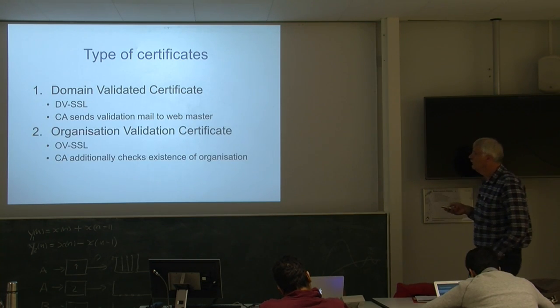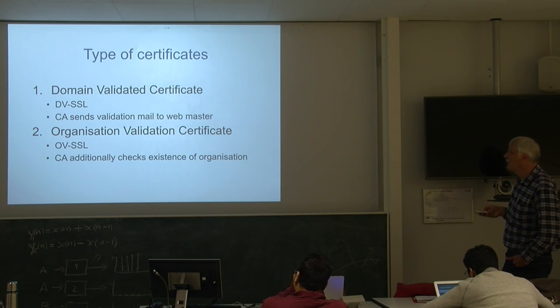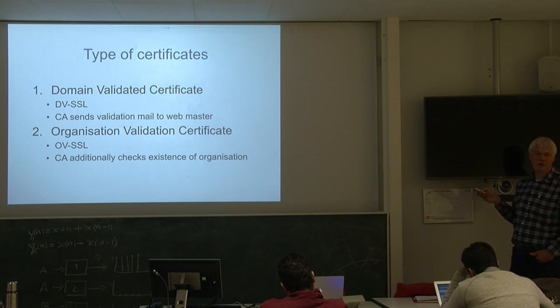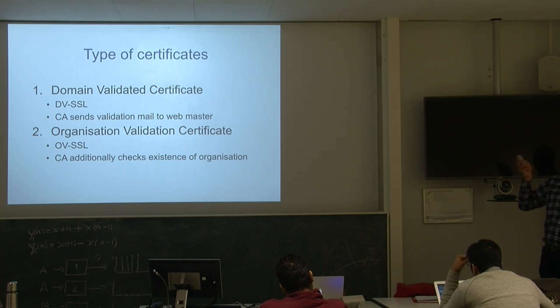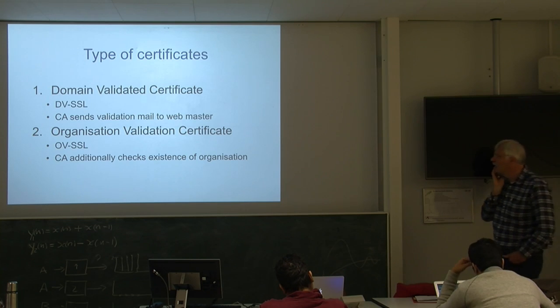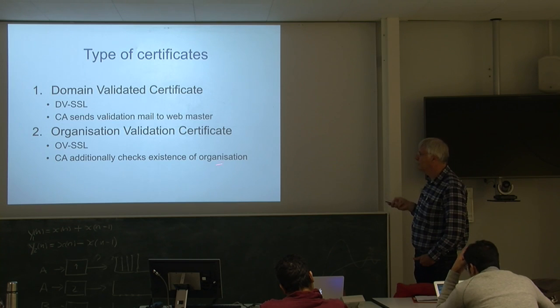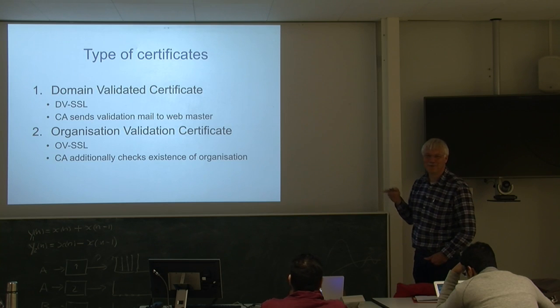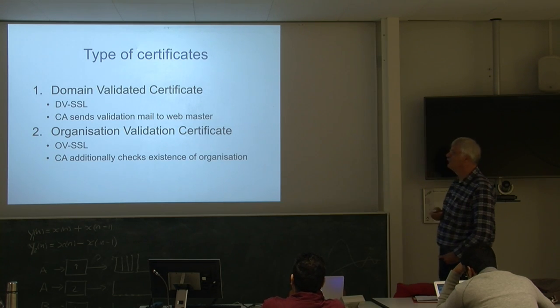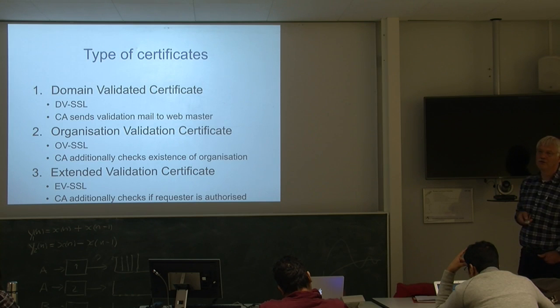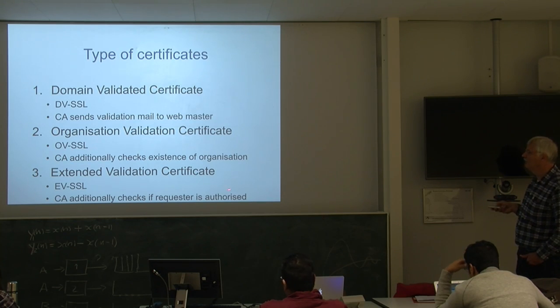The second is an organization validated certificate, where they check more. They check if the organization really exists. So in the Netherlands they go to the Kamer van Koophandel to check if your company exists. But it still can be that you ask for one although you're not entitled. The University of Twente exists, but you're not the one who is supposed to ask for the certificate for the University of Twente. So the third category is the extended validation certificate, where they really check if the one who requests this is authorized. What you can imagine is that this is cheap and this is really expensive.